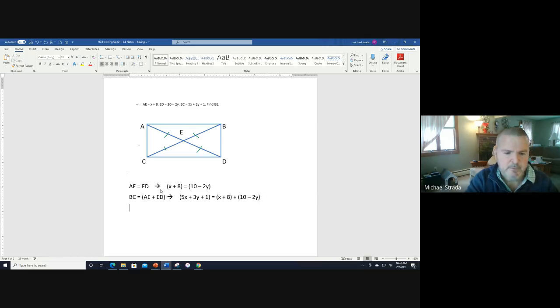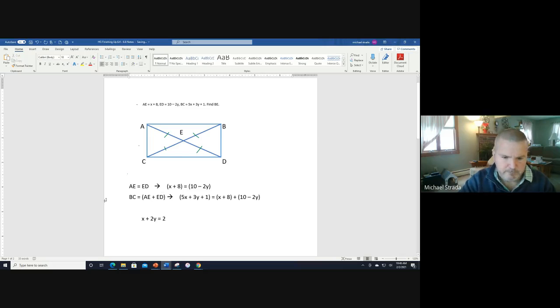Okay. So now I'm going to get both of those equations in standard form. So for the top one, AE equals ED, I'm going to add 2y to both sides. So x plus 2y equals 2.